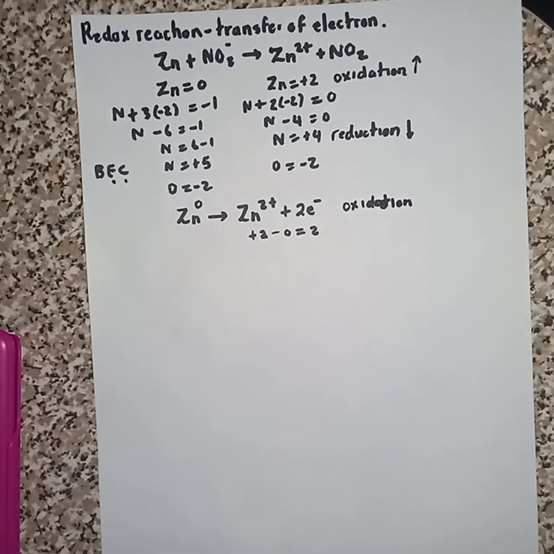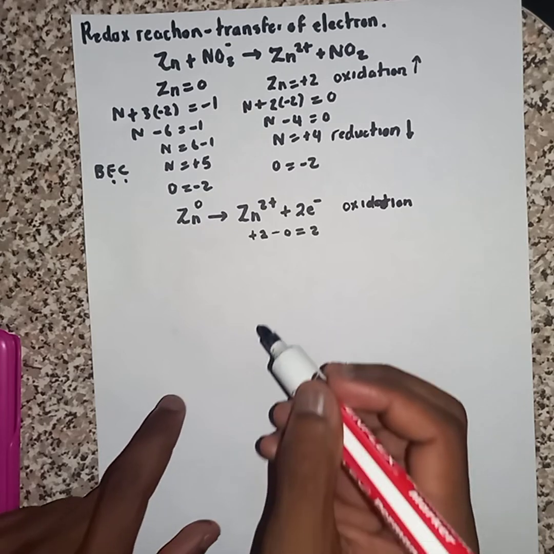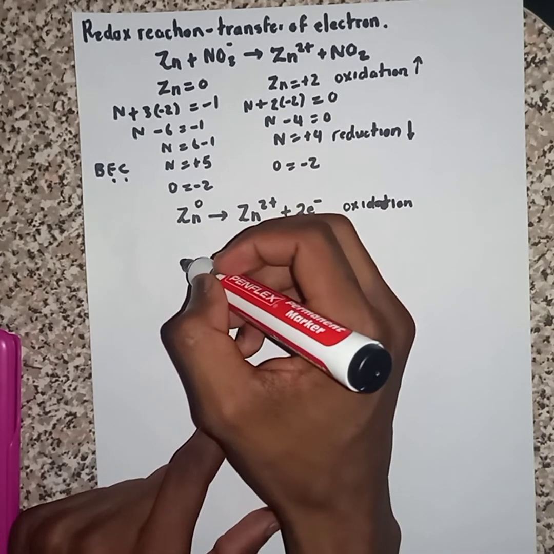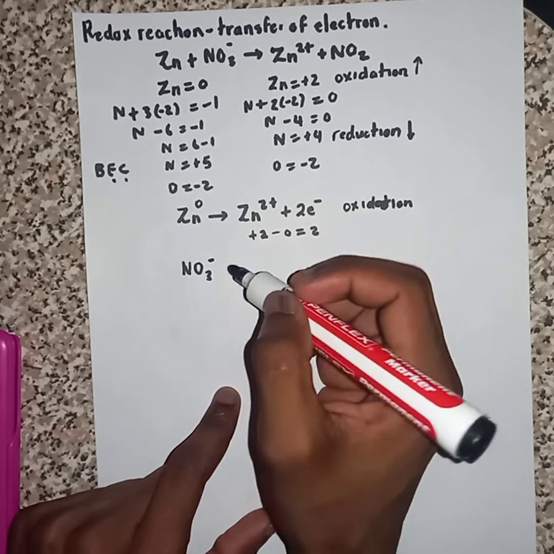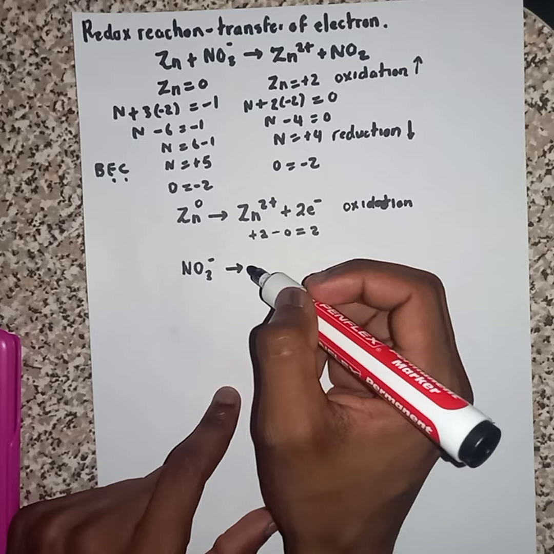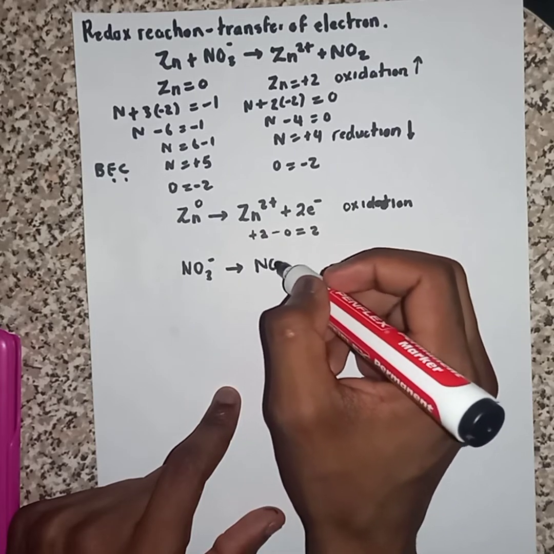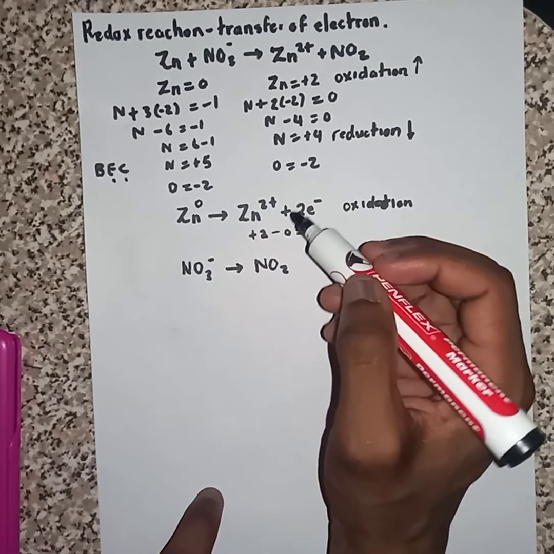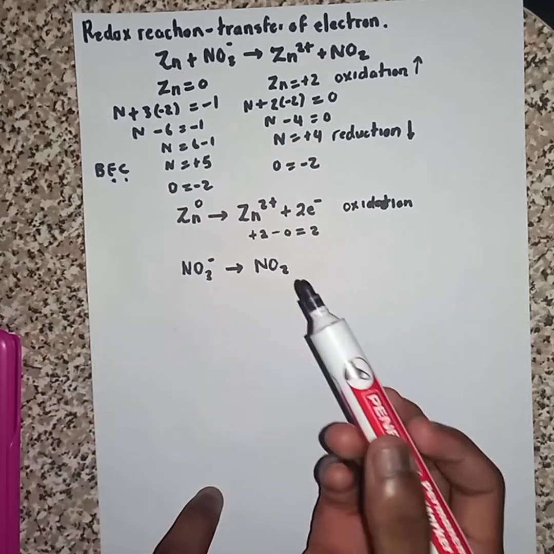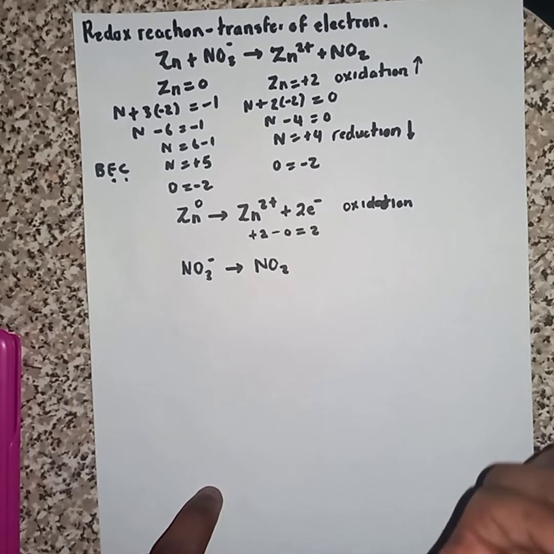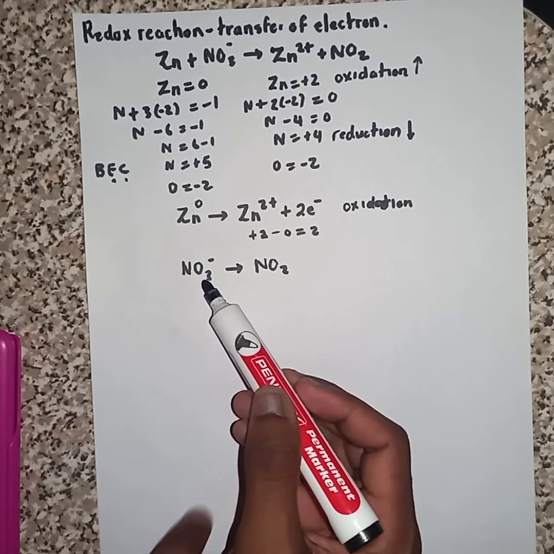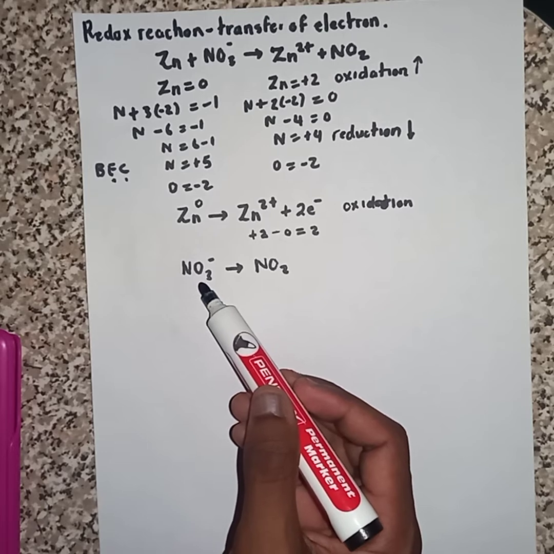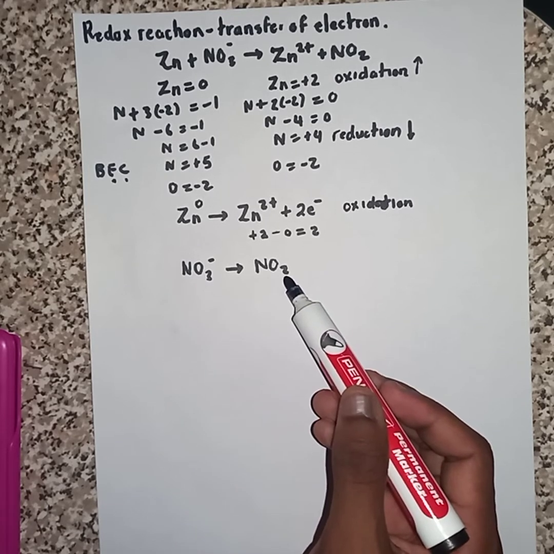Now we are going to consider NO3 minus together with NO2. Firstly, we are going to balance what? Elements. I have one N balanced. But for O, this side I have 3 oxygens. On my right hand side I have 2.